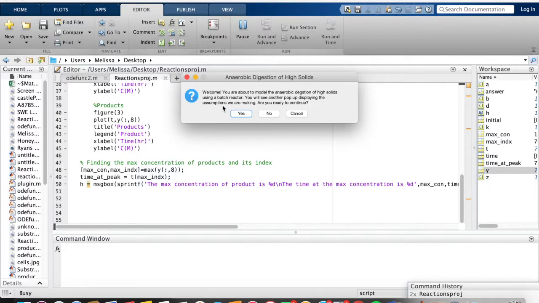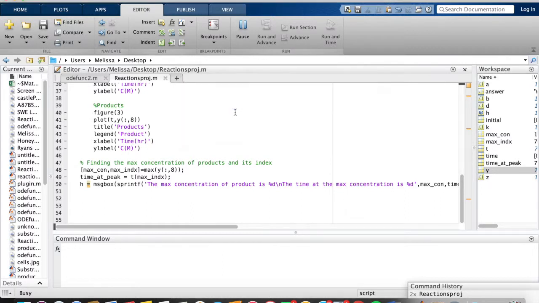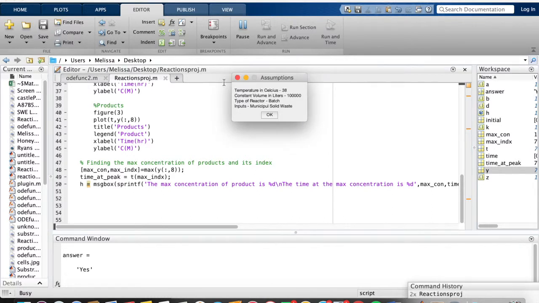So it says, welcome, you are about to model the anaerobic digestion of high solids using a batch reactor. You will see another pop-up displaying the assumptions we are making. Are you ready to continue? So we're going to press yes. So these are the assumptions that they were talking about before. So the temperature in Celsius is 38. Our volume is in liters, which is 100,000. We're using a batch reactor, and we're inputting municipal solid waste.